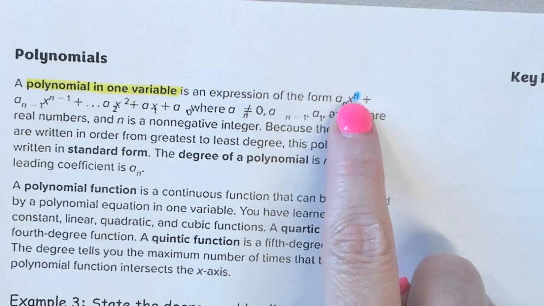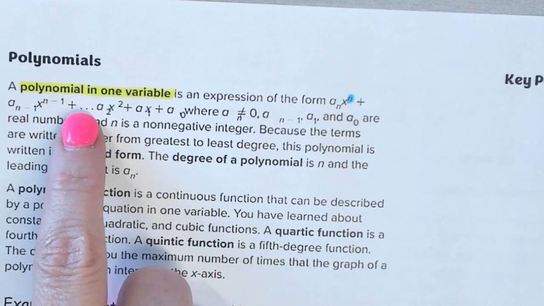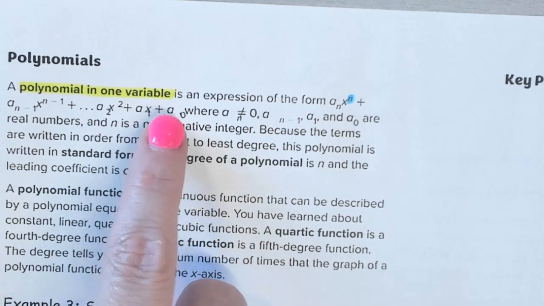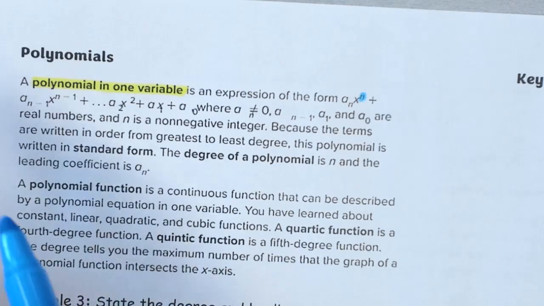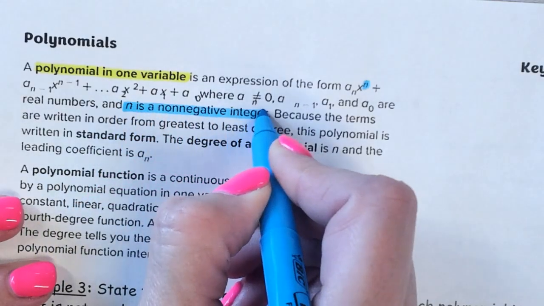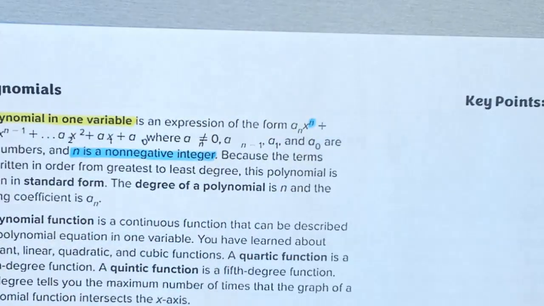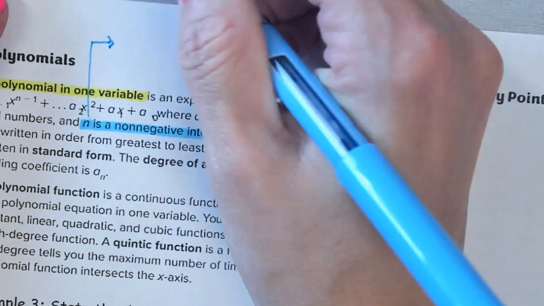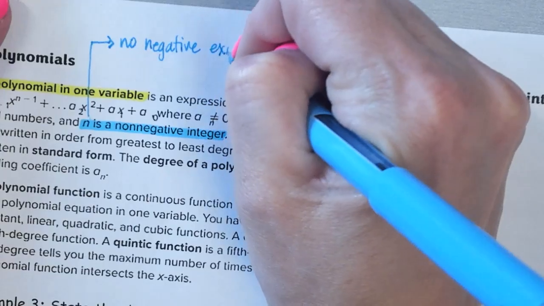Okay, let's say n was 5. What would n minus 1 be? 4. And then the next one would be n minus 2. It would be 3. All the way until you get to x to the second, then x to the first, and then no x. So they're just giving you a generic polynomial here. And this is going to be where n is a non-negative integer. So that means that you can't have a negative exponent. So if they tell you n is a non-negative integer, what that means is there are no negative exponents.